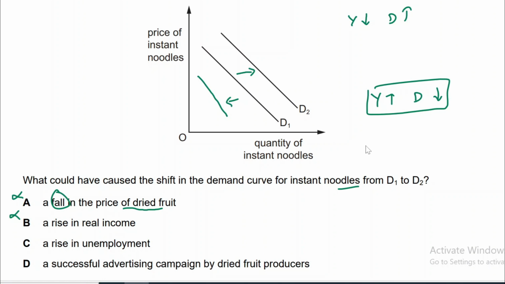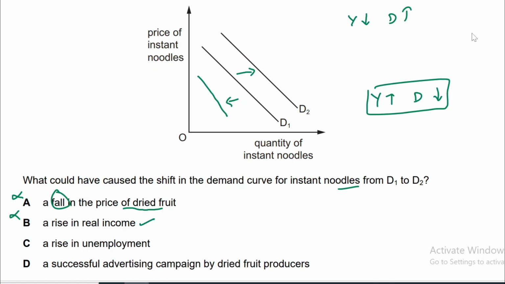Inferior goods are low quality products. If the real income of consumers increases, their purchasing power will rise, and when their purchasing power is rising, why would they buy inferior goods? Rather, they will move to good quality products. So demand for inferior goods should have fallen, and it should have shifted to the left, but in this case the demand for noodles is increasing.